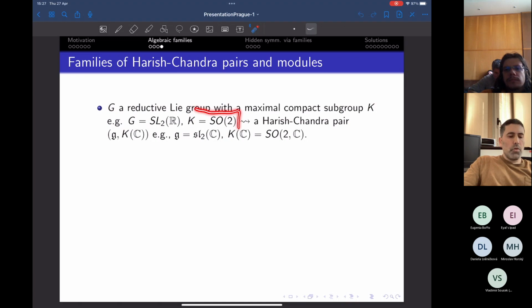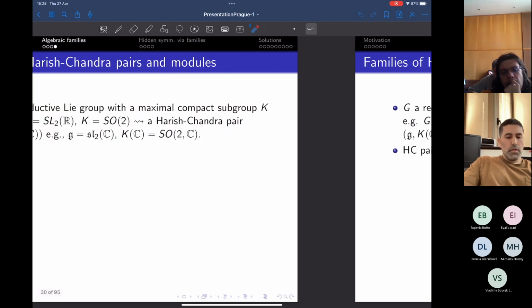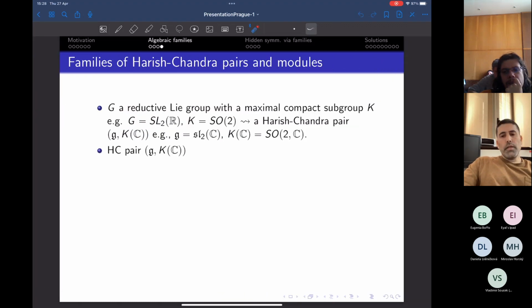We take our maximal compact subgroup, and this can also be complexified, and its complexification is a complex reductive algebraic group. In this case, it will be SO2C. And out of this, let's say, smooth object, G and K, you end up with something in the world of algebra, this fractal G and this complex algebraic group K. And why is it important? It is important because you can use it to study representations of G and in fact classify a good chunk of these representations.